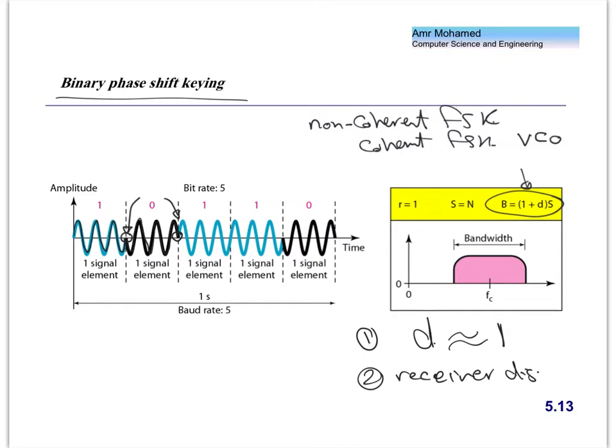the receiver design is very complex. Why? Because here the receiver needs to detect not the amplitude, not the frequency, it needs to detect the phase. Detecting the phase at the receiver requires a very specialized circuit. It's called phase locked loop. This phase locked loop tends to be very complicated at the receiver side. Okay, so the receiver design is complex, and the value of D tends to be close to 1 due to the fact that we have discontinuation.